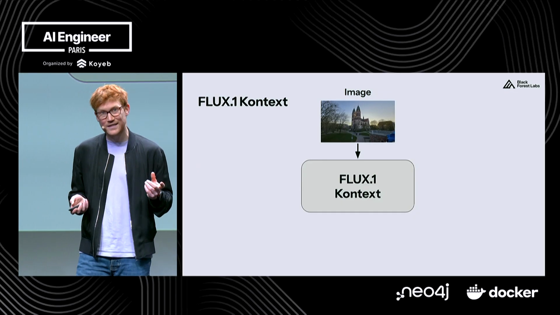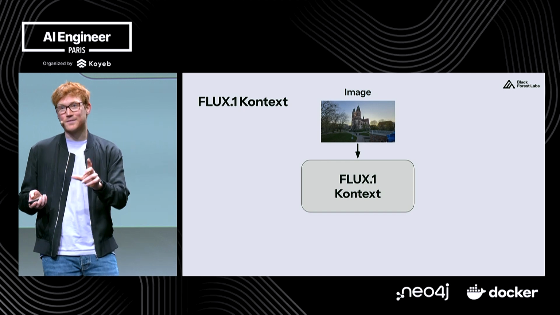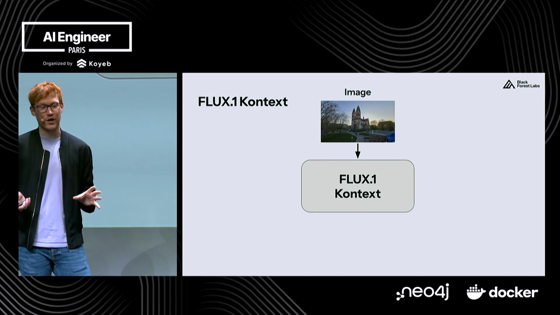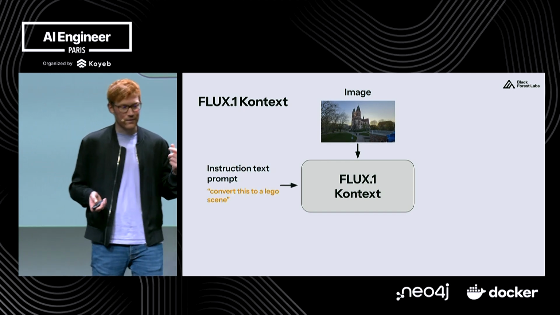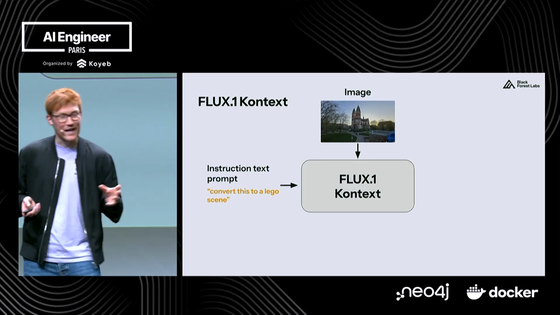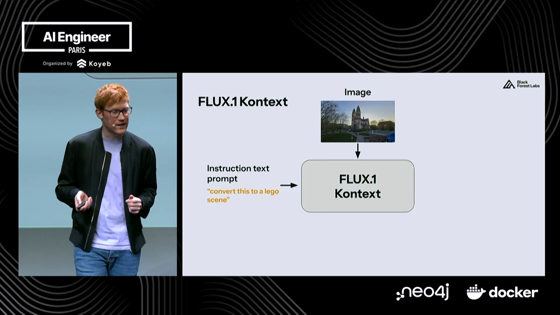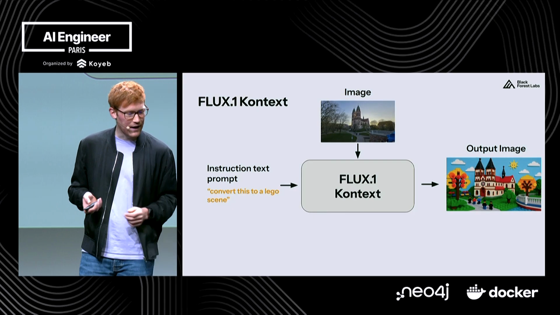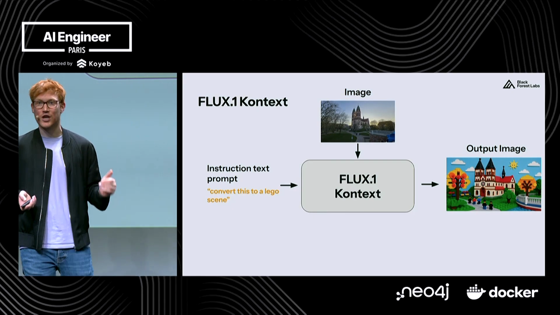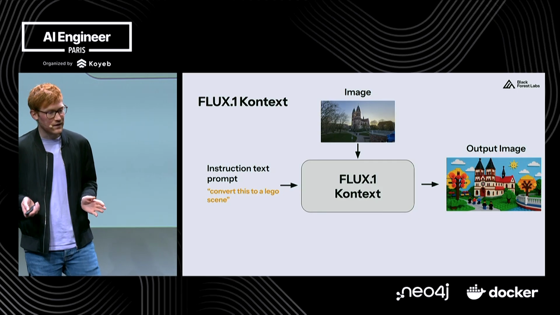For image editing, it's quite a bit different. Here we start with an image, and instead of describing a whole scene that we want to generate, we only describe what I now call an instruction text prompt that actually tells the model how it should change the initial image. So here I say, convert this to a Lego scene, and we get the image of this church as a Lego scene. This all, again, in a matter of seconds.